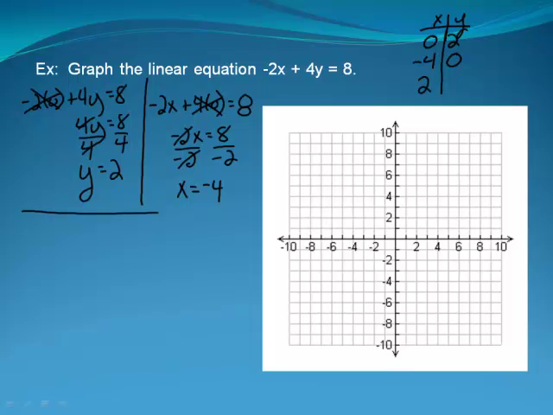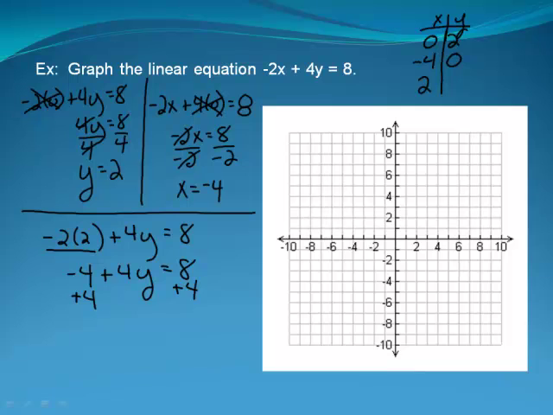All right, our third ordered pair, I decided to let x be 2. So we've got negative 2 times 2 plus 4y equals 8. Negative 2 times 2 is negative 4, plus 4y equals 8. Trying to solve for y, so let's move that negative 4. To get rid of that negative 4, which is like a minus 4, we're going to add 4 to both sides. Negative 4 plus 4 is 0.